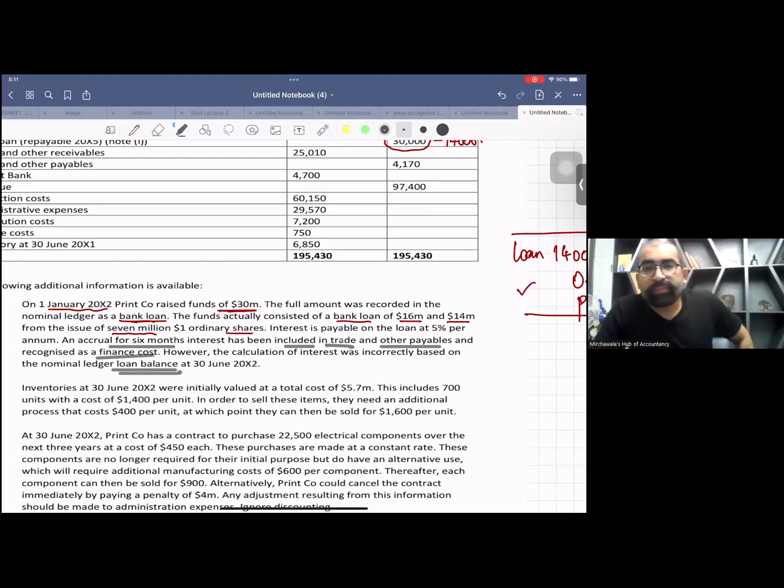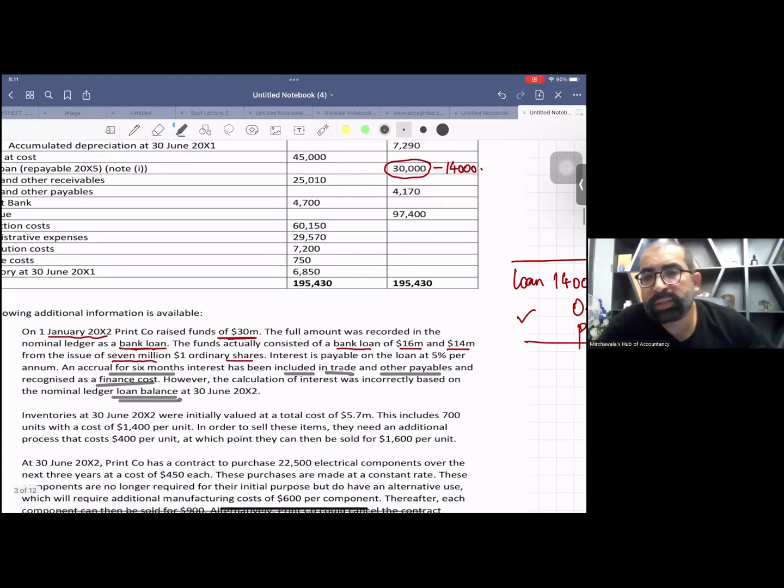In the above trial balance, you can see the loan is 30,000. So they have calculated interest according to the new, wrong amount. So we need to correct it. Not a big deal. Let's do it. Simple.